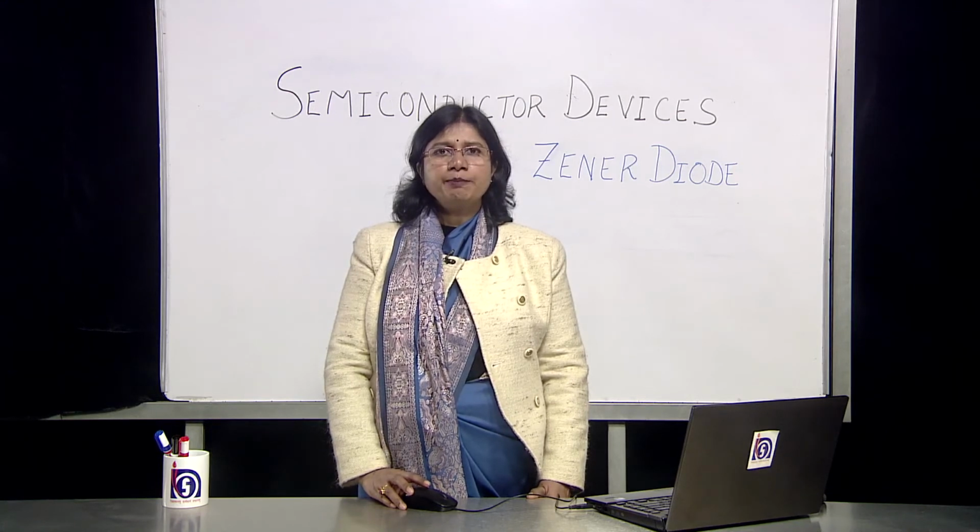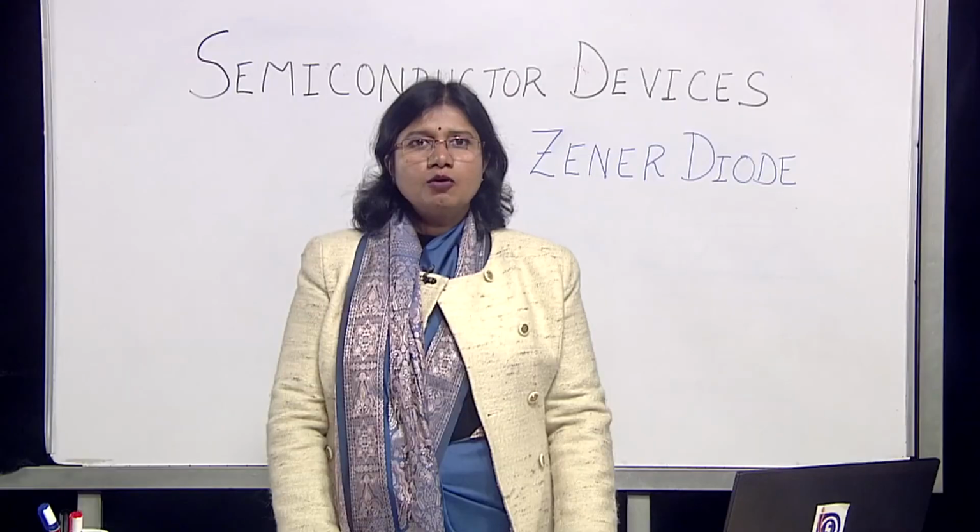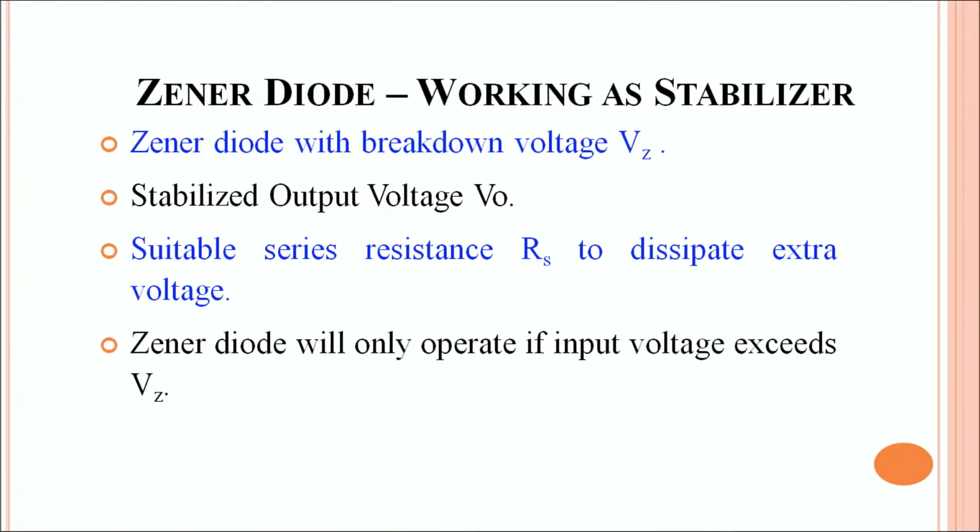Let's have a look at the power of the Zener diode. Here, the Zener diode is working as a stabilizer. This Zener diode has a breakdown voltage Vz. This breakdown voltage is the value at which the Zener diode is in its breakdown region. Now the output is stabilized to V0. This output voltage is independent of the input, which is an unregulated current. A suitable resistance Rs is used to dissipate any extra voltage which is seen in the circuit.